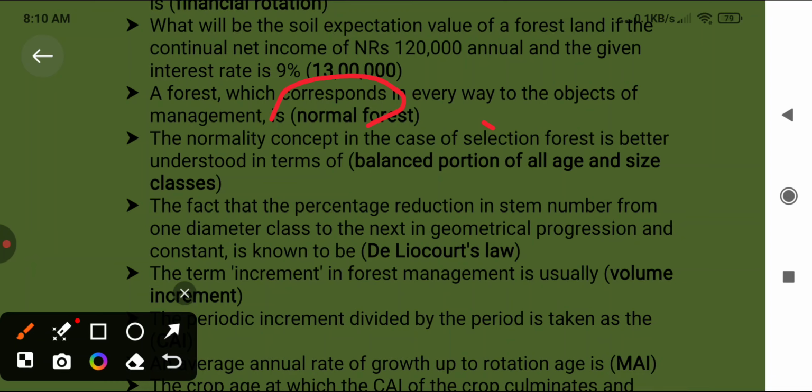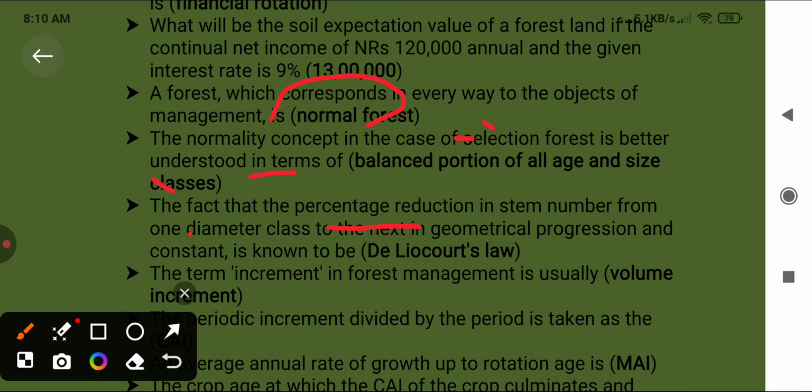The normality concept in the case of selection forest is better understood in terms of a balanced proportion of all ages and sizes. The fact that the percentage reduction in stem number from one diameter class to the next is in geometrical progression and constant is known as de Liocourt's law.